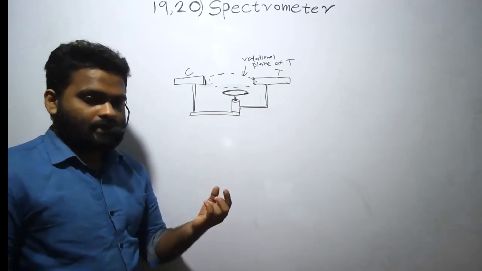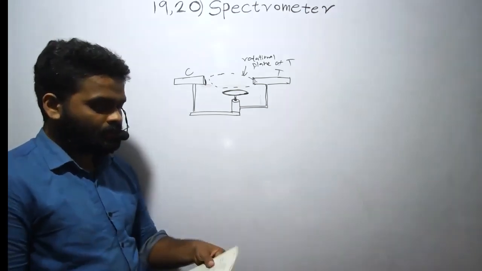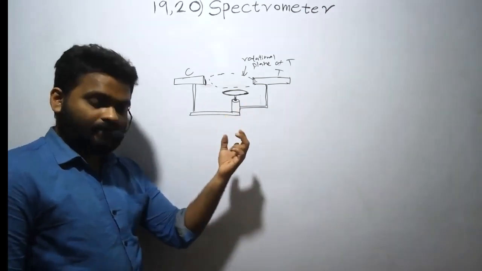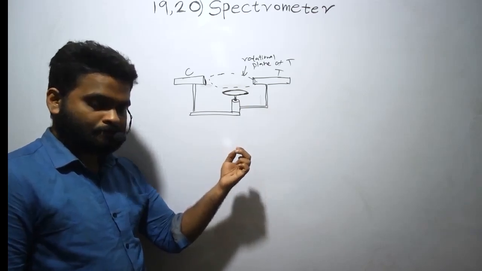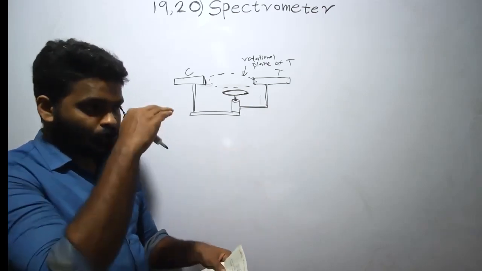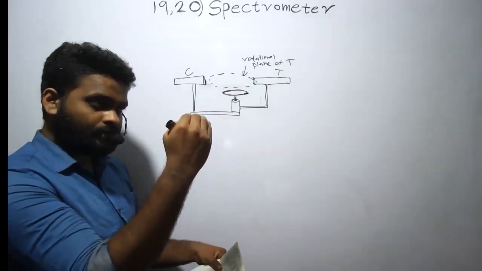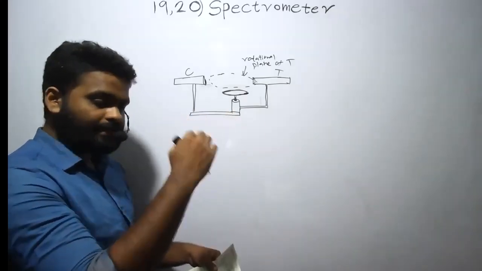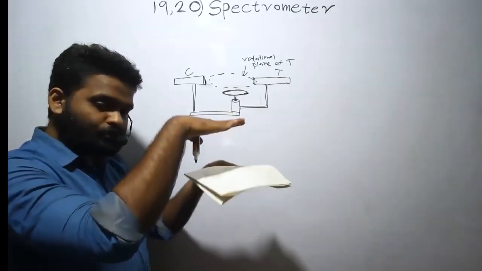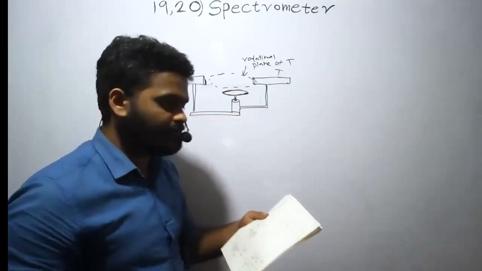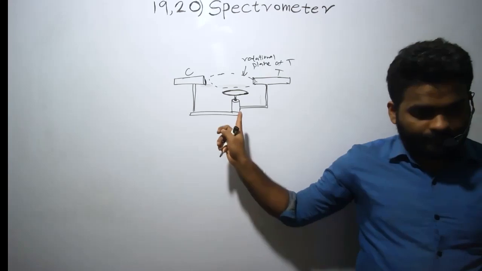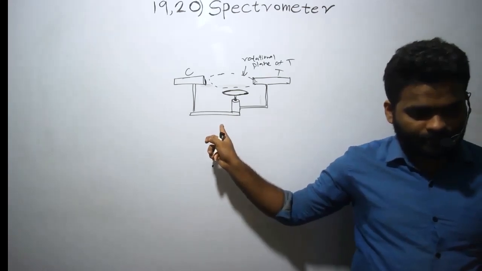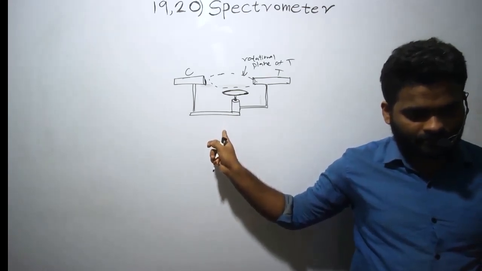So if someone asks what the leveling of prism table means, leveling of prism table means the rotational plane of telescope and the prism table should be parallel. So that is the leveling of prism table. Done, right? This one? Taking it down?